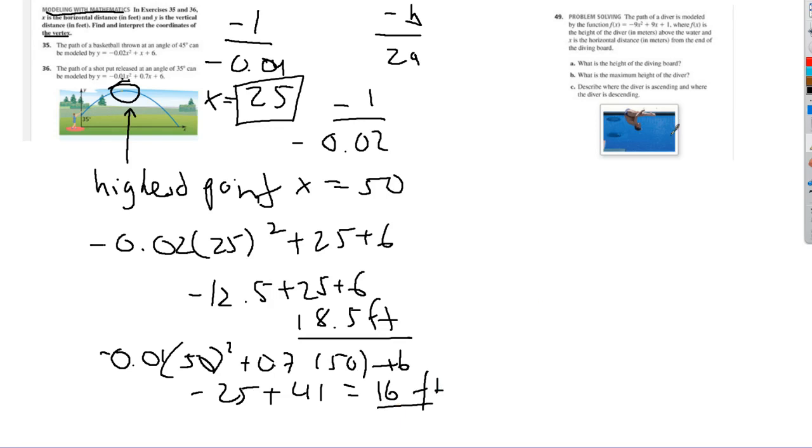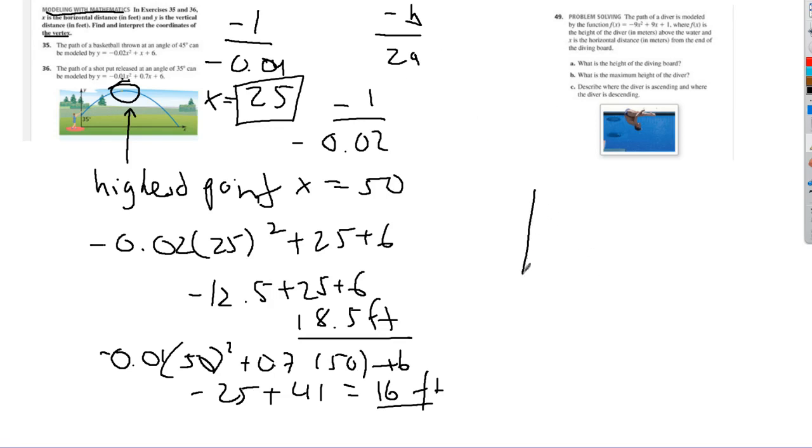There's 5 pages, but I'm not ready to do the other ones. The path of a diver is modeled by the function f(x) = -9x squared plus 9x plus 1, where f(x) is the height of the diver in meters above the water and x is the horizontal distance from the end of the diving board. What's the height of the diving board? Now the height of the diving board is the height at which the person starts.